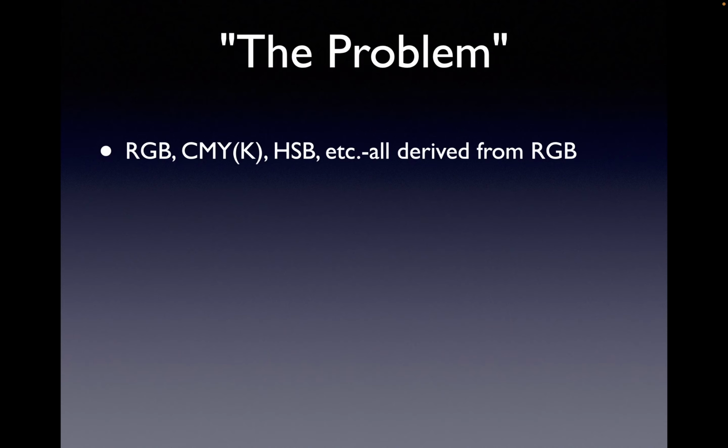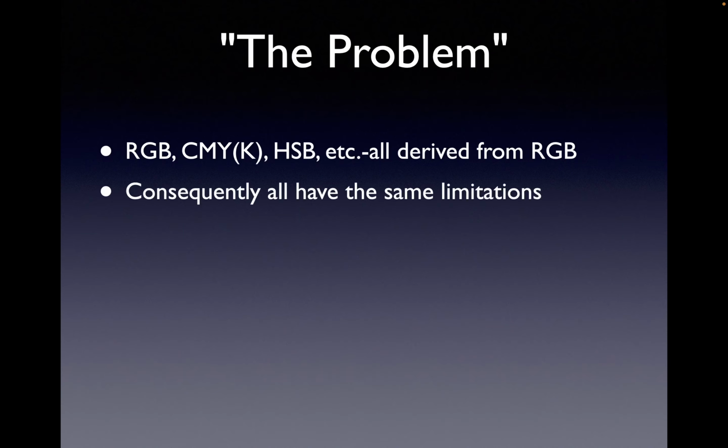So RGB, CMY, HSB, all are derived from RGB. HSB, they take an RGB image and they do a series of formulas to suck out basically the values for HSB. HSB does not start on its own. You wouldn't ever have a camera that would actually shoot native in HSB. Consequently, they have all the same exact limitations.